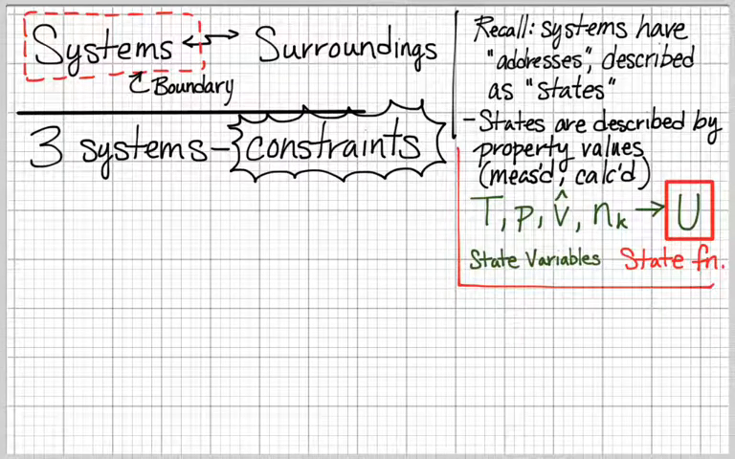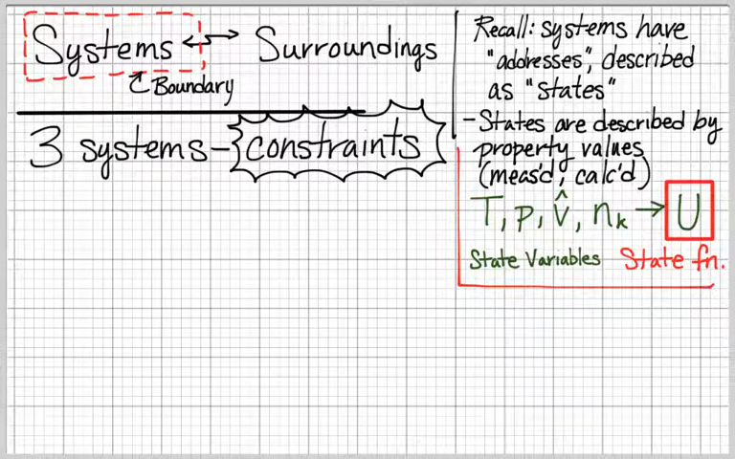So temperature, pressure, the V with a hat is specific volume. The N stands for moles, so the number of moles of constituent K, whether that K means oxygen or nitrogen. And they all functionally come together into our first state function, U, which is internal energy. So a state function is an energy address. A state function is a function of state variables. And so we have an energy address described by state variables.